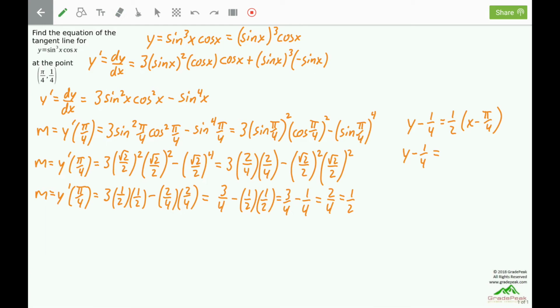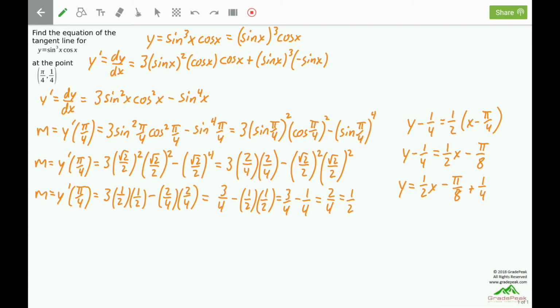So we're going to start by distributing the 1/2 in, and that will give us 1/2 x. And then 1/2 times pi over 4, multiply the numerators. 1 times pi is pi, multiply the denominators. 2 times 4 is an 8. To solve for y, we're going to add the 1/4 to the other side. And I will have then a minus pi over 8 plus a 1 over 4. Now pi over 8 is just a constant. 1 over 4 is just a constant. That's one way to leave it.